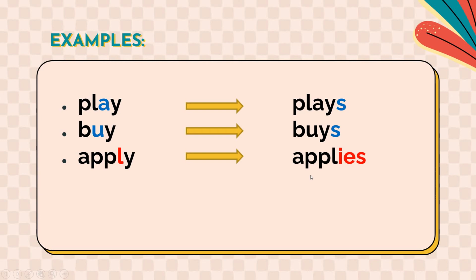Apply, applies. So, if a verb ends in y and it is preceded by a consonant, like for example, we have here the word apply. The word apply ends in y and it is preceded by a consonant that is letter L. So, in forming the simple present tense, if the subject is singular, we are going to change y to i and add es. Another example is we have here copy, copies. The word copy ends in y and it is preceded by a consonant that is letter P. So change y to i and add es if the subject is singular.